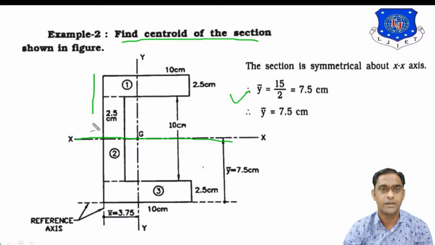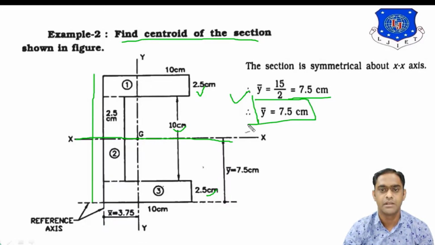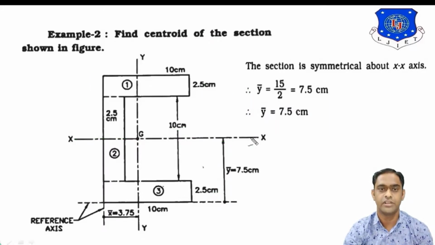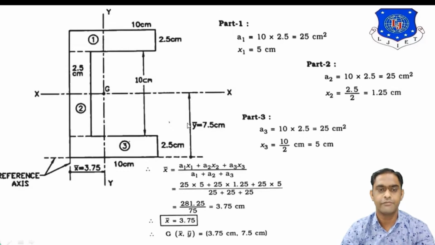So, total height of the figure will be this. Means 2.5, 10, again 2.5. Total will be 15. So, 15 by 2, 7.5 centimeters. So, this is the y bar. Now, we have to calculate x bar. So, let us see the figure. So, this is the figure in which we have to find x bar.